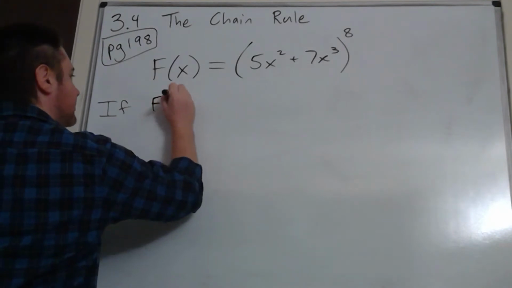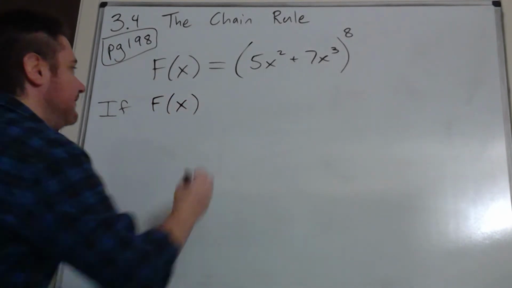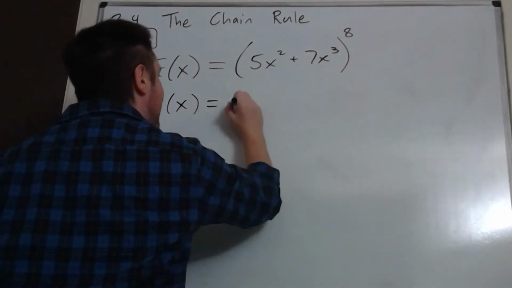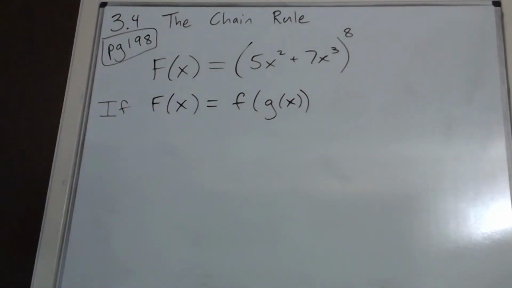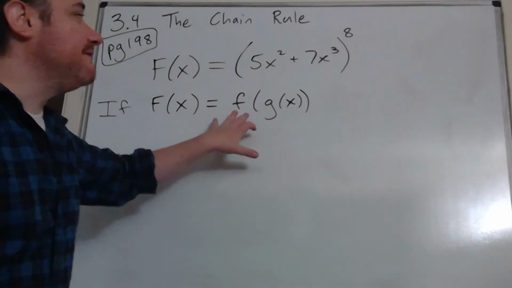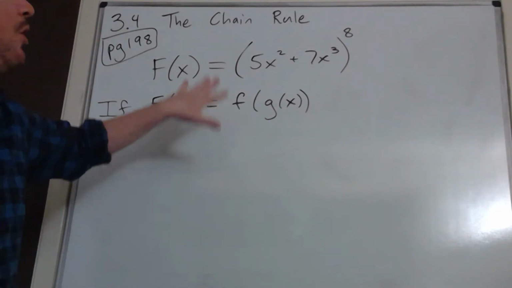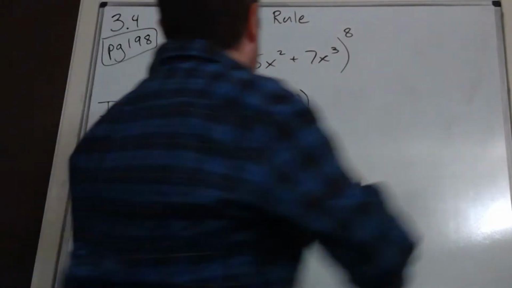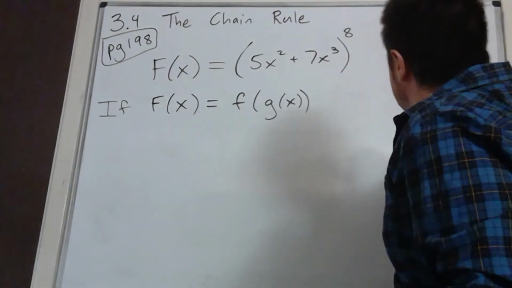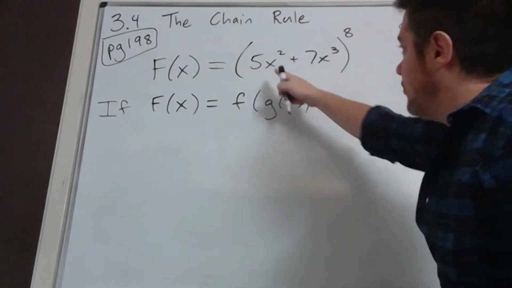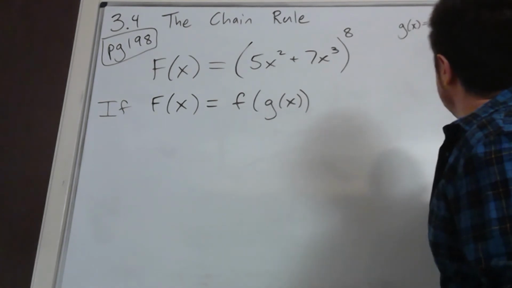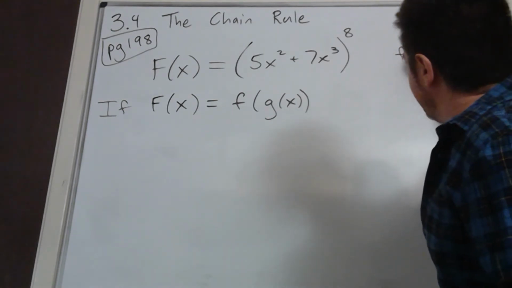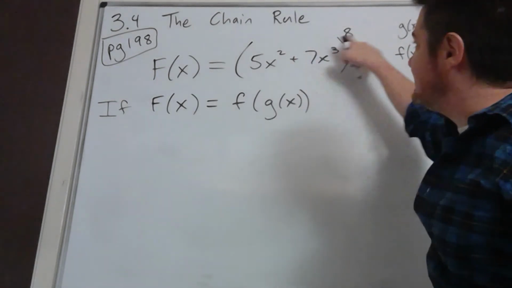If I've got some function that I'm calling capital F that is set up as f of g of x, right? So in other words, I've got a function within a function. That's what this says. What would be going on over here? Well, g of x is the inside function. So if we're using this notation, what we're saying is g of x right there is 5x squared plus 7x cubed. And then what's f of x? F of x is actually x to the 8th.